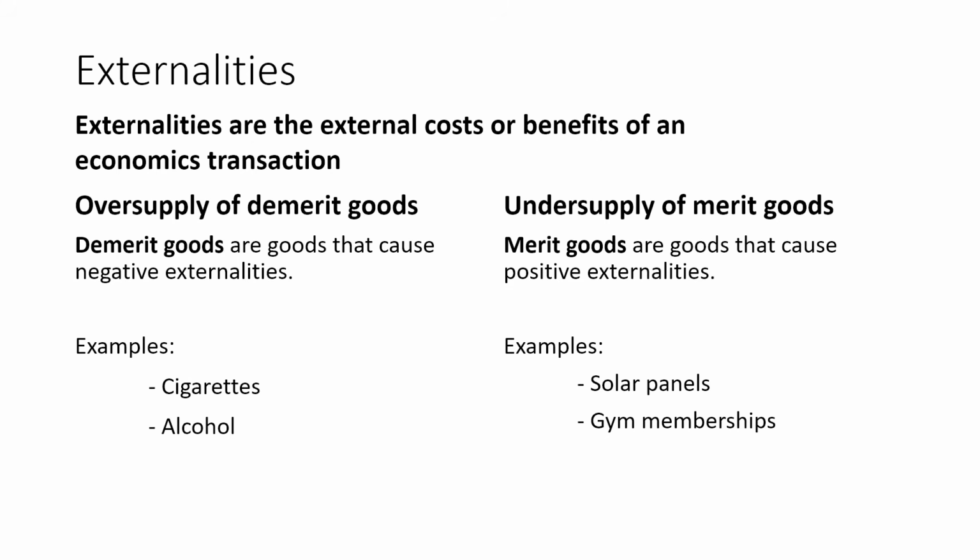This brings up the idea of externalities, which is the idea that there are external costs or benefits of an economic transaction, or spillover effects. An example of this is the oversupply of demerit goods, where demerit goods are goods that cause negative externalities, for example, cigarettes and alcohol, or an undersupply of merit goods, where merit goods are goods that cause positive externalities, for example, solar panels or gym memberships.